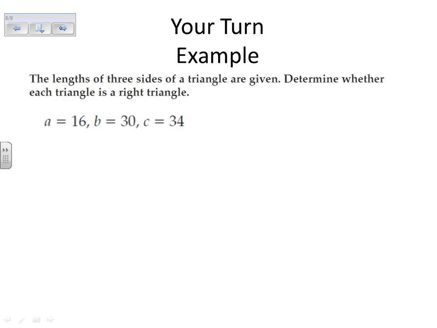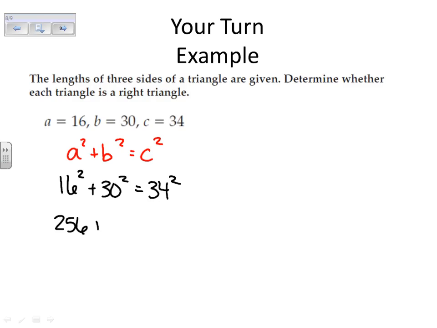All right, I want you to try this one and see what you can find out. Okay, you're given the sides of a triangle. Determine if it is a right triangle or not. All right, replay me when you're ready for the answer. Okay, so we have A squared plus B squared equals C squared. And we have 16 squared plus 30 squared equals 34 squared. And this is 256 plus 900 equals 1156.